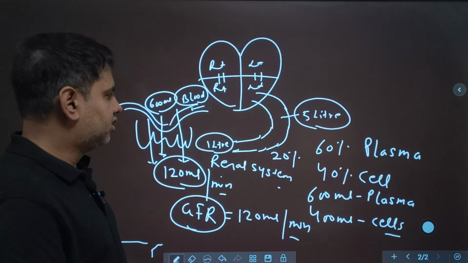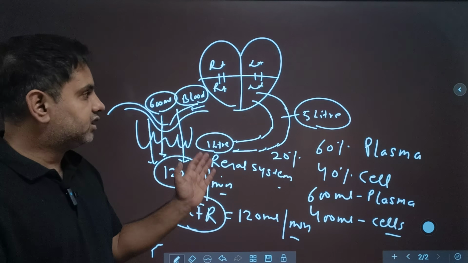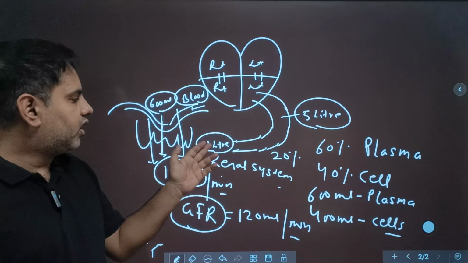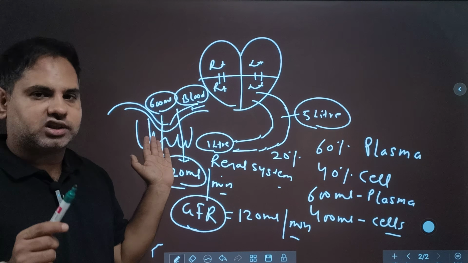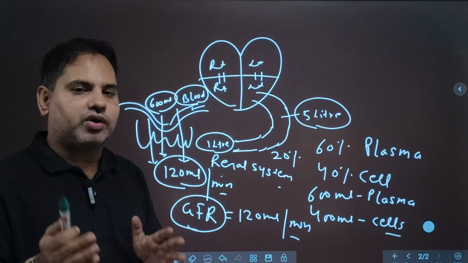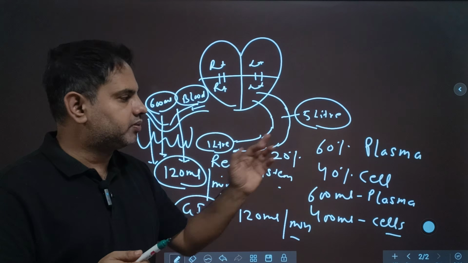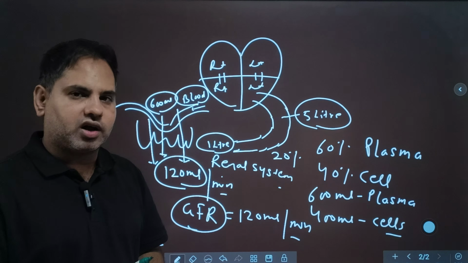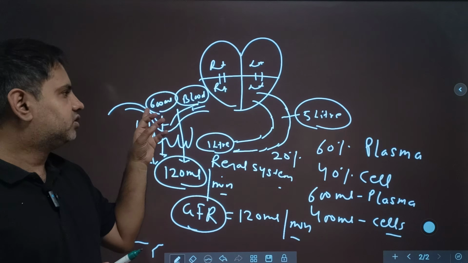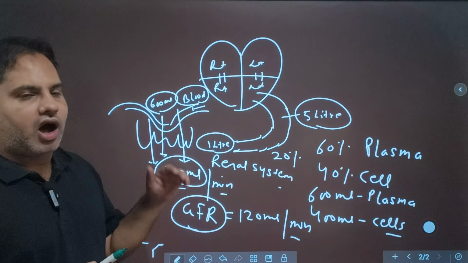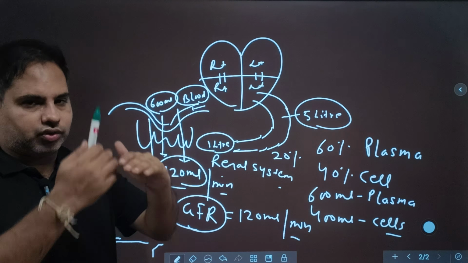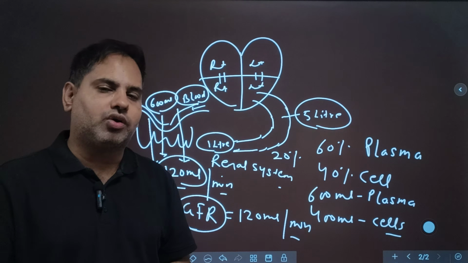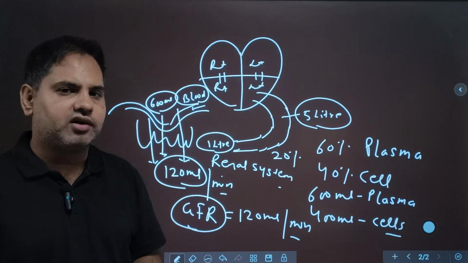So how are you getting it? You are getting it like this. There are 5 liters, 20% is 1 liter, and 1 liter is going to your renal system. In 1 liter of blood, 40% will be cells and 60% is plasma. Cells are not going to filter, your plasma is going to filter. So 60% of 1 liter becomes 600 ml, and out of 600 ml your 20% is going to filter. So 20% of 600 ml is 120 ml. That is what we call GFR, the glomerular filtration rate, right?